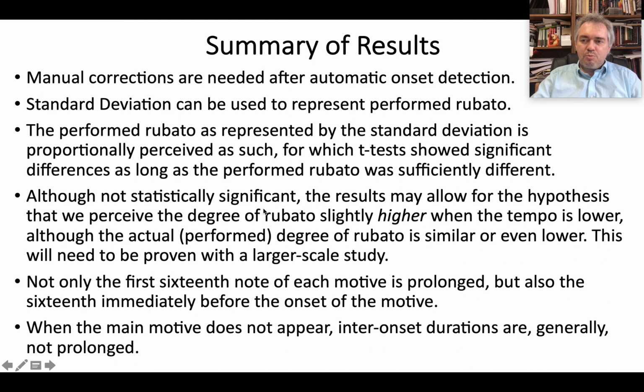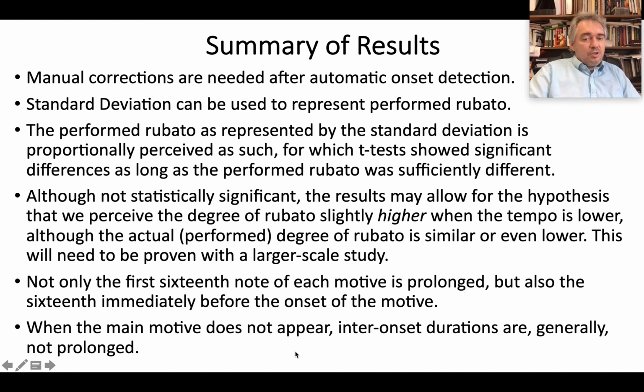And although not statistically significant, the results may allow for the hypothesis that we perceive the degree of rubato slightly higher when the tempo is lower, although the actual performed degree of rubato is similar or even lower. And this will need to be proven with a larger scale study that then hopefully will show some significant differences. But in this study, it did not show a significant difference, but we saw very slight differences in these statistical values. Also, not only the first 16th note of each motive is prolonged, but also the 16th immediately before the onset of the motive. And when the main motive does not appear, inter-onset durations are generally not prolonged.